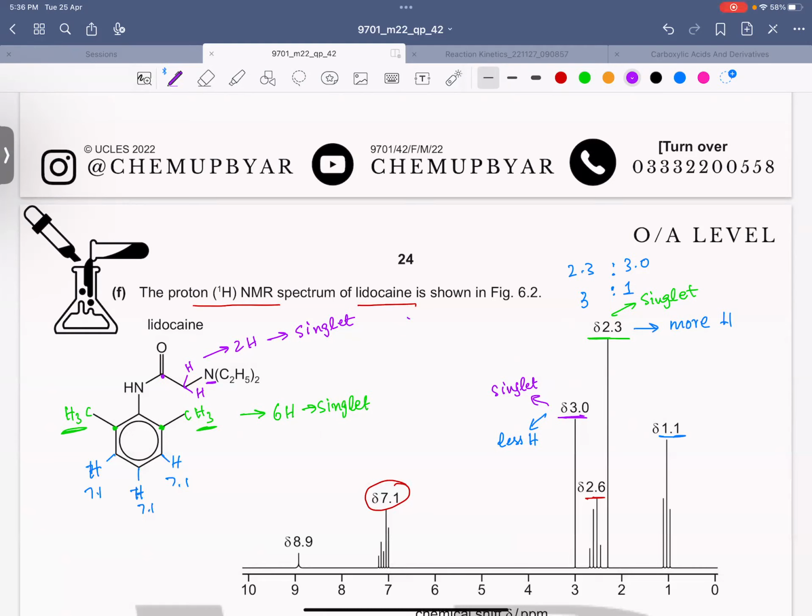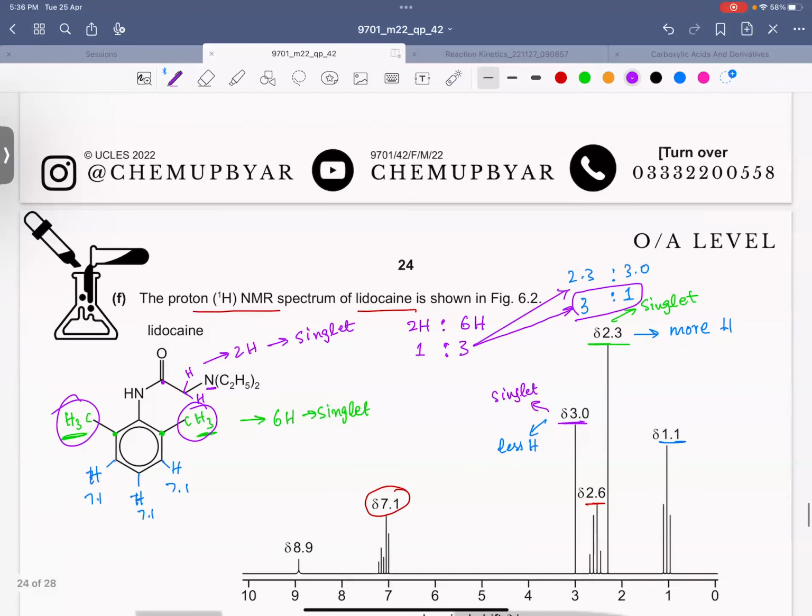Yes. So if you relate these hydrogens, that 2 hydrogens and 6 hydrogens, what would be the ratio? That is 1:3, right? And that is the ratio that they have provided. So it means that at chemical shift 2.3, I am getting the signals of these two. And at chemical shift 3, I am getting the signal of these 2 purple hydrogens.